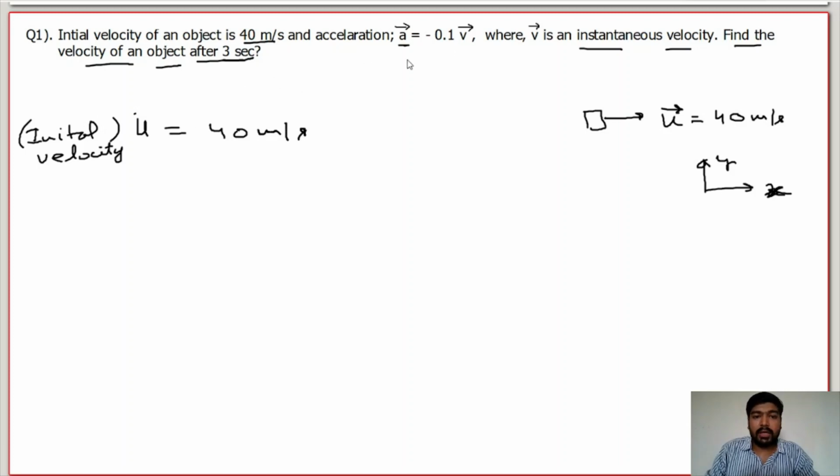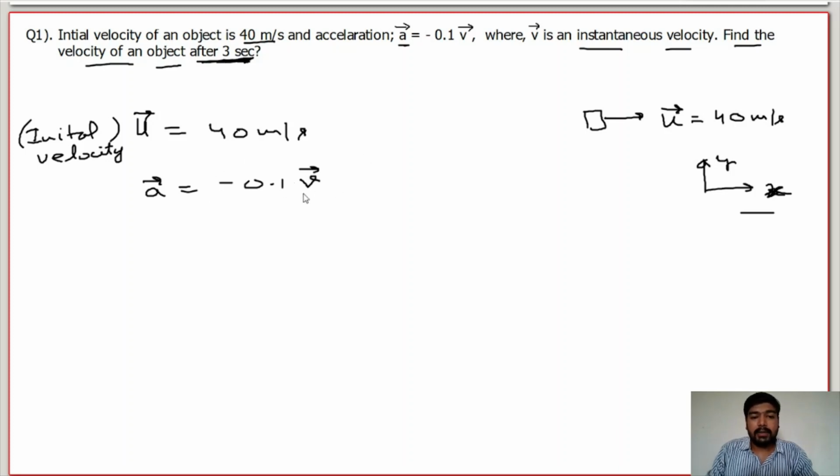So what else is given? Acceleration is given as 0.1 of v vector. That means I have considered velocity in the x direction, so the instantaneous velocity is also in the x direction, but the acceleration is negative. That means it's having some retardation. Find the velocity after 3 seconds.